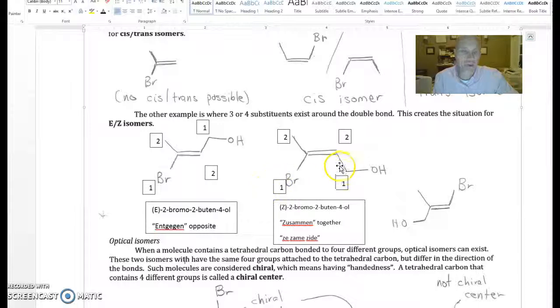So just for comparison, what if I were to take this, which has also got a methyl, hydroxymethyl, and bromo? Would this be a Z or an E? This would actually be a structural isomer, because you'd actually have to disconnect carbons to make that.